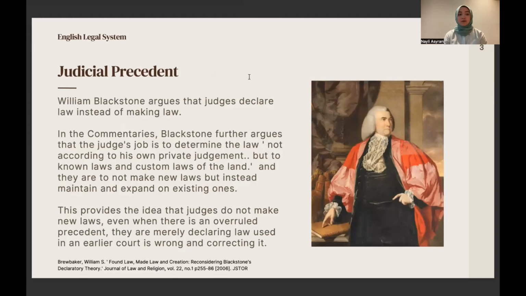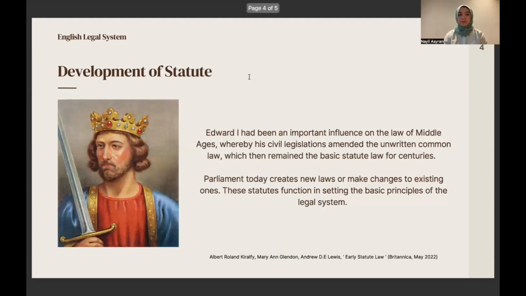Moving on, William Blackstone argues that judges declare law instead of making law. In the Commentaries, Blackstone further argues that the judge's job is to determine the law, quote, not according to his own private judgment, but according to the known laws and customs of the land, end quote, and that they are not to make new laws, but instead maintain and expand on existing ones. This provides the idea that judges do not make new laws, even when there is an overruled precedent. They are merely declaring that the law used in an earlier court is wrong and correcting it. Next, the development of statute.